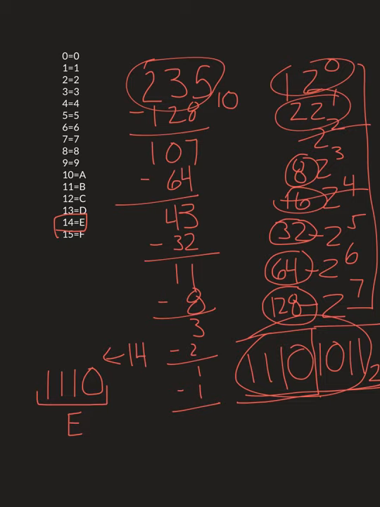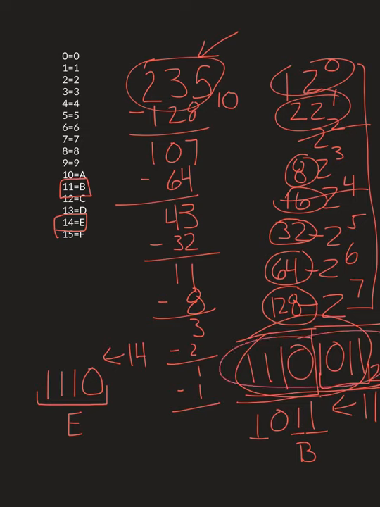If I look at this part here, 1011, this is an 8, this is a 2, and this is a 1. So this represents the number 11 in decimal, which is a B. So this number, 235 in base 10, or 11101011 in binary, would be, in hexadecimal, the number EB.